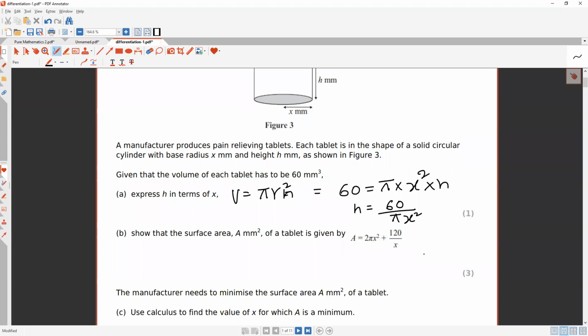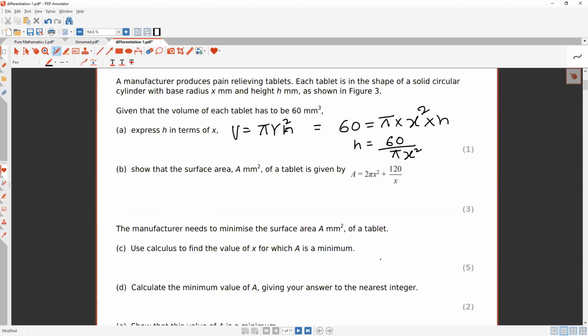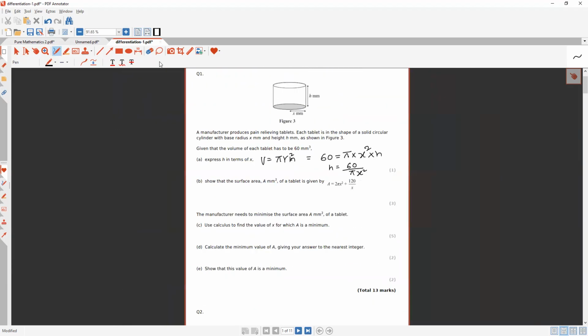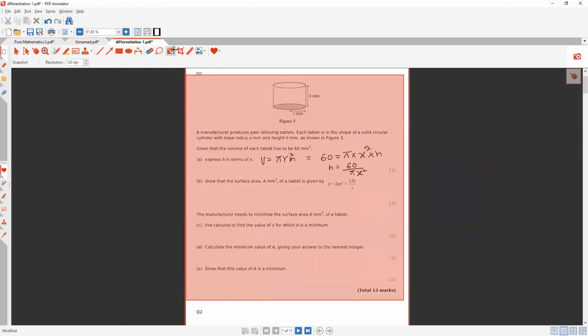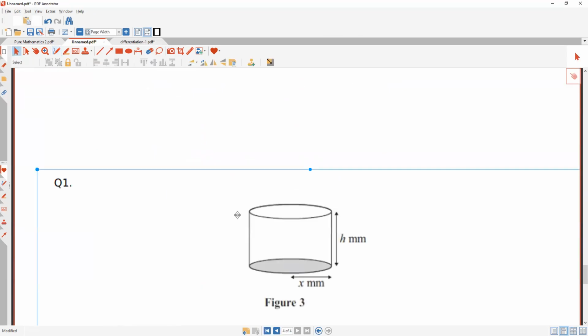Let's go to the B part now. They said show that the surface area is so and so. Now let me do one thing. Let me copy paste this whole sum and start doing it in a new page itself. It's a big sum. Wait. Okay, copy to clipboard, paste. Oh no, this one crashed. Wait, pause.